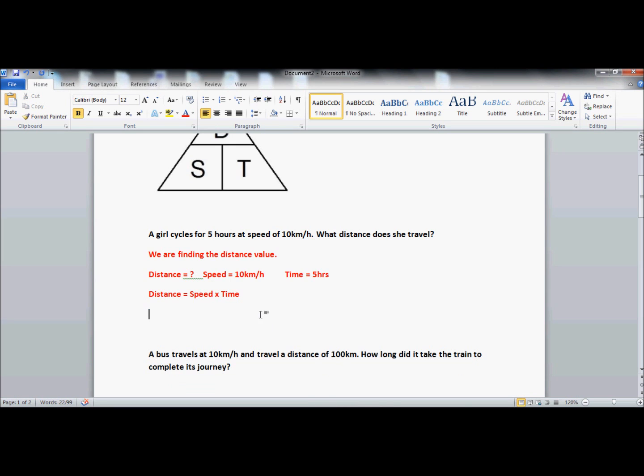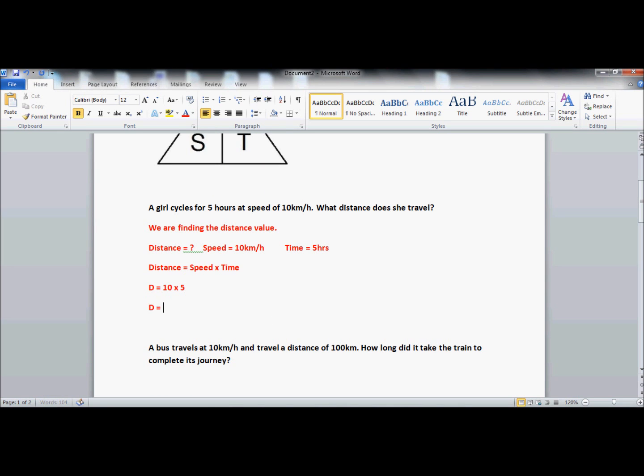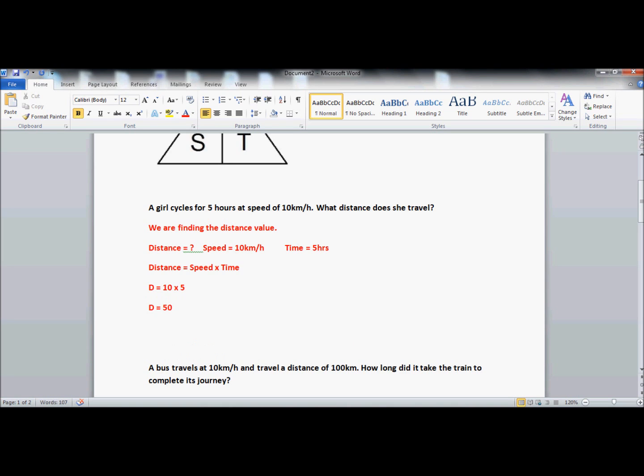I'll just write d for distance equals speed, which is 10, times 5. This is pretty simple. So 10 times 5, d equals 50. Now, that's not the answer there. You have to make sure you complete the whole question.